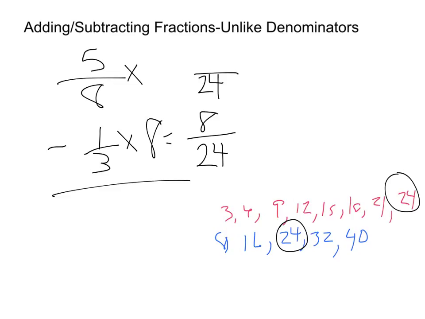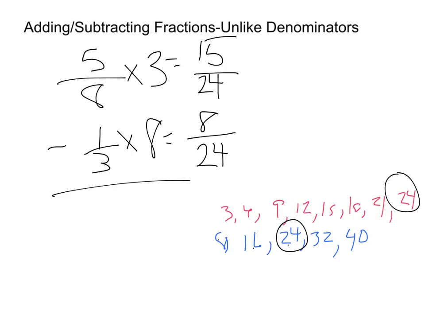Let's look at the top. We have 5 eighths. How many 8's did it take to get to the 24? Well, let's count. 1, 2, 3. 8 times 3 equals 24. What we do to the bottom, we do to the top. 5 times 3 equals 15. So now I have 15 over 24 minus 8 over 24.